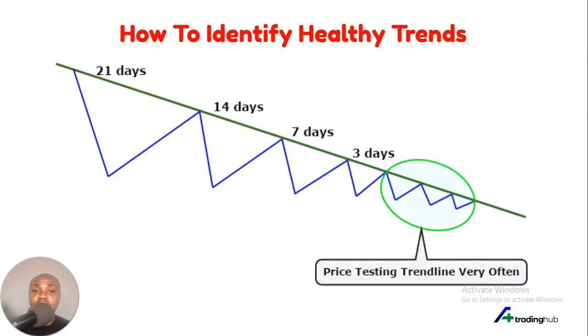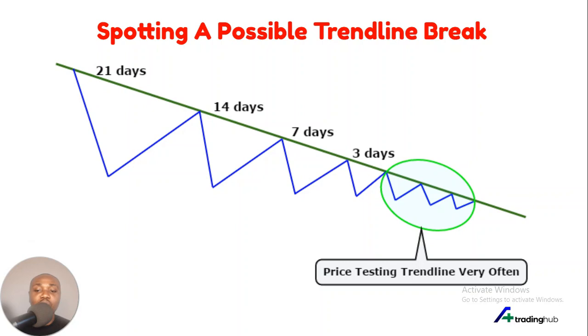To easily spot a possible trend line break is when you see price testing the trend line very often. So let's say price was taking time to retest a trend line. All of a sudden, it starts testing the trend line more often. Instead of maybe 14 days, 7 days, it's now taking 4 hours, 1 day, 1 hour, and testing that same trend line. This suggests that there is a possibility that that trend line is going to break and there will be a change of trend very soon. So you need to know this.